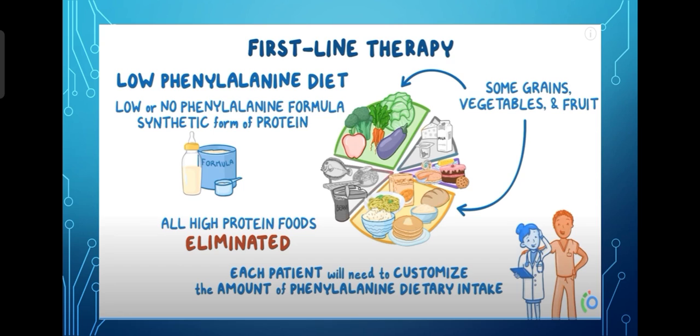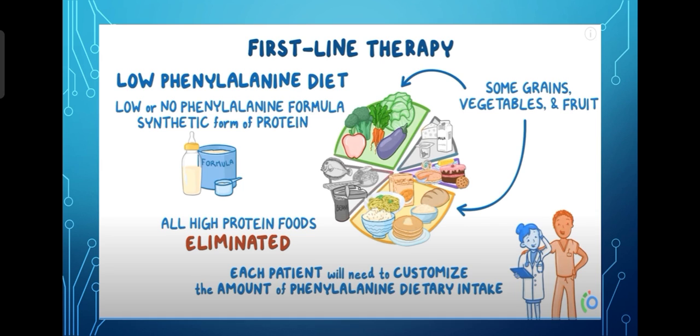So how can it be treated? One should follow a low phenylalanine diet and a no phenylalanine formula, a synthetic form of protein, and high protein foods must be eliminated from the diet. Each patient will need to consume a set amount of phenylalanine as dietary intake.